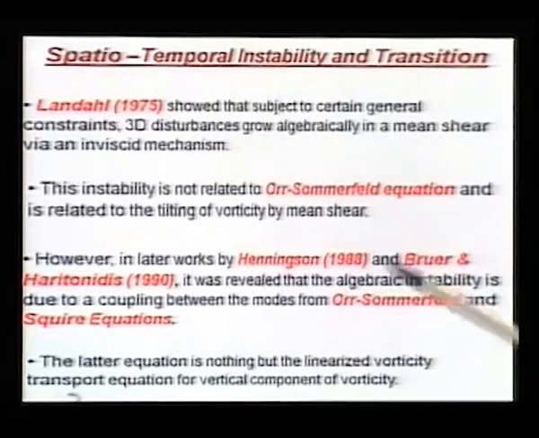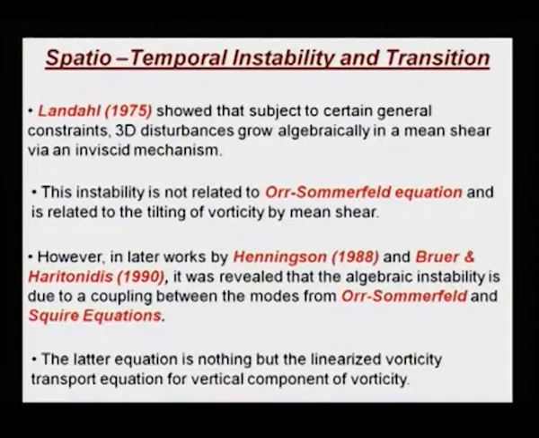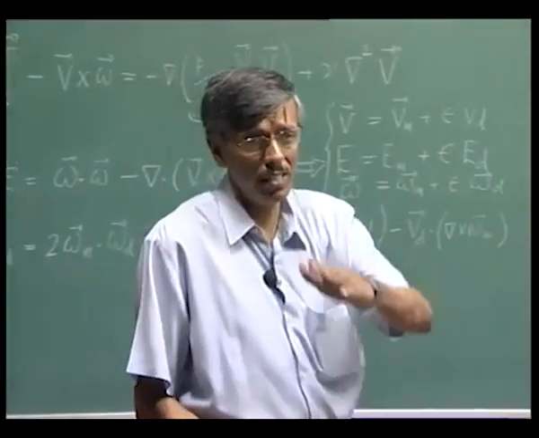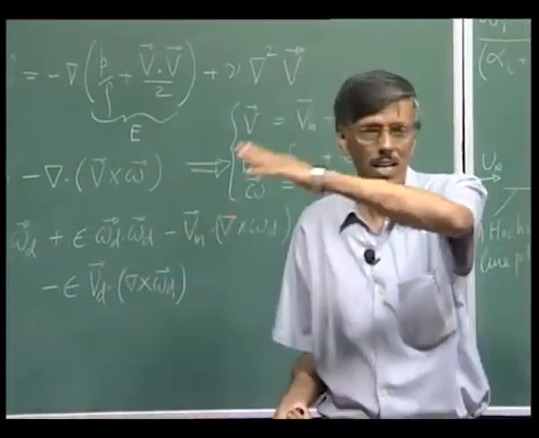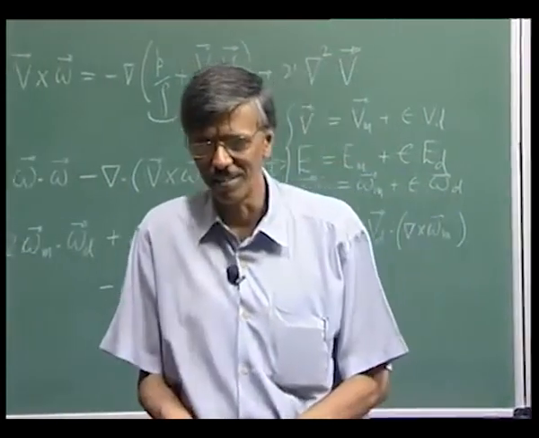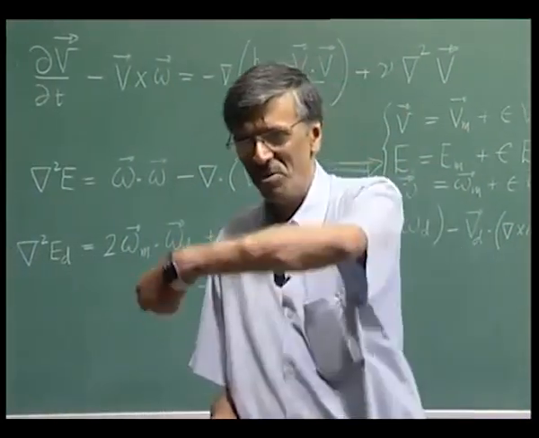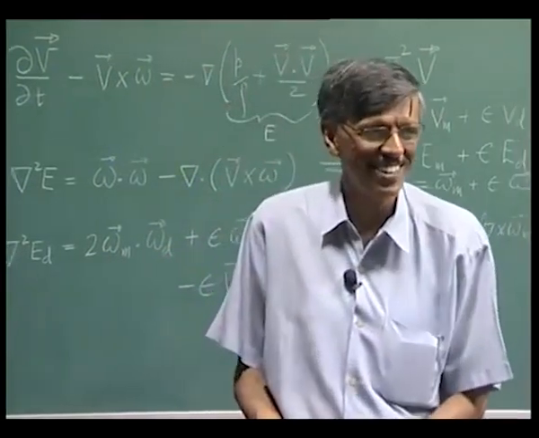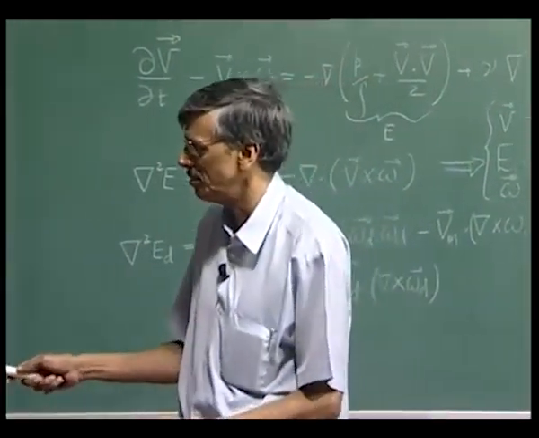So, this is something that was proposed by Landahl, and what he said is that this is not related to the Orr-Sommerfeld equation, this is related to tilting of the vorticity vector by the mean flow itself. So, this is sort of a lifting mechanism of the vorticity field. Now, does it not ring a bell? What we did with vortex-induced instability, we were trying to lift the shear layer, right? So, we did see some such thing already in action.